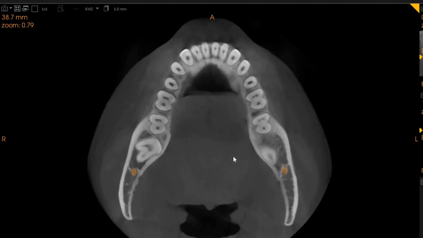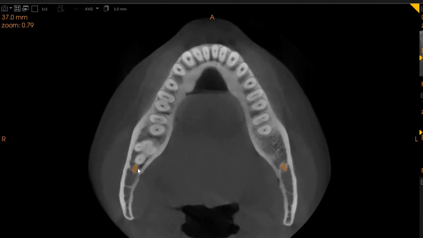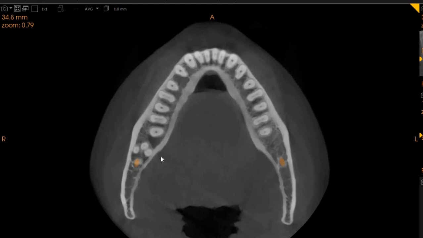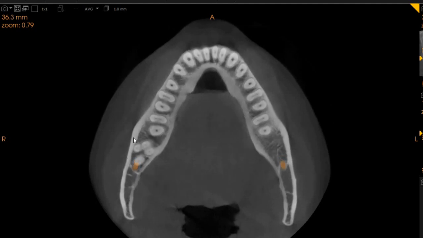As we move more inferiorly, you will be able to appreciate that this is where the roots of the wisdom tooth are, and because this has four roots, where the mesials are fused, and then we've got a radix entomolaris here as well. So this is quite a well formed root tooth, and this is where the roots come in very close contact with the inferior alveolar nerve.